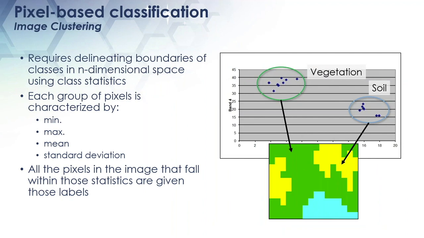When we group the pixels based on their reflectance values in different bands, we need to delineate the boundaries of each group of pixels. So we can categorize them based on their statistics, such as the minimum, maximum, mean, and standard deviation. These statistics can help us evaluate which pixels should be grouped together and which pixels should not be grouped together.